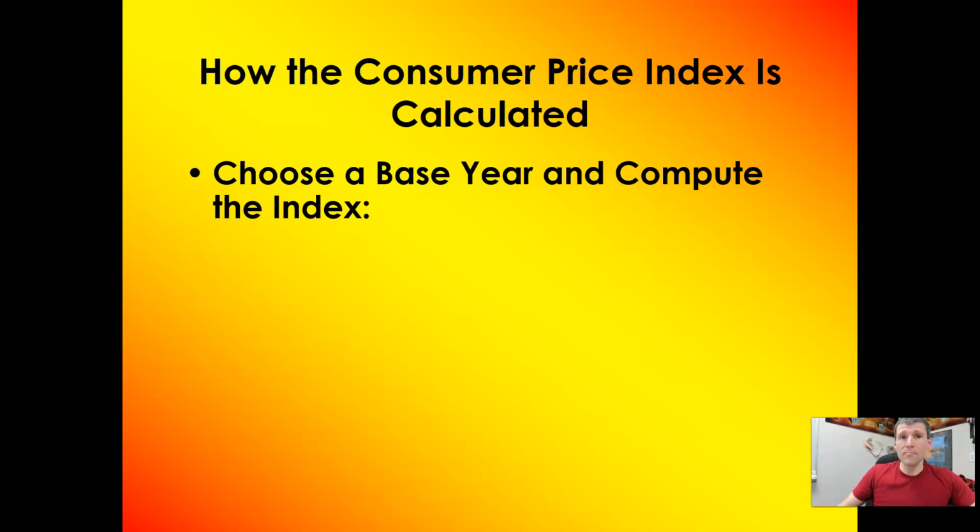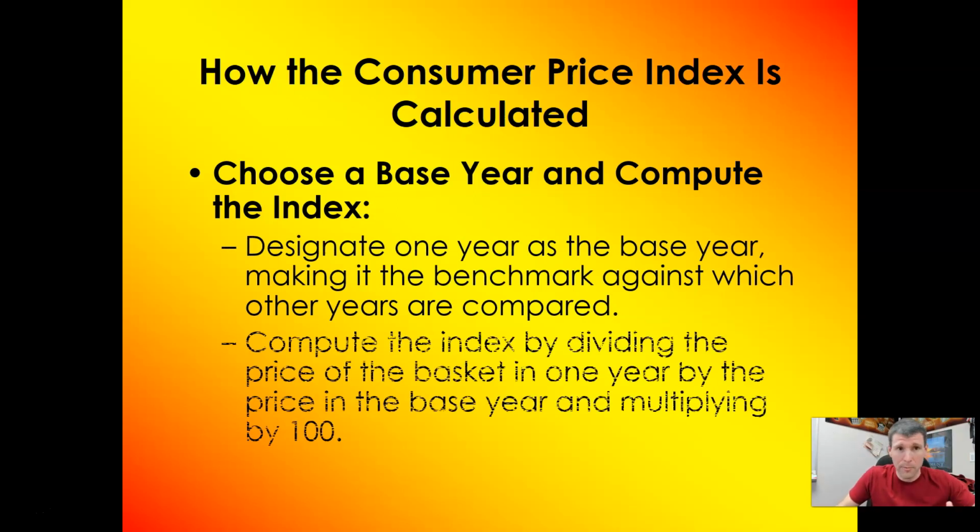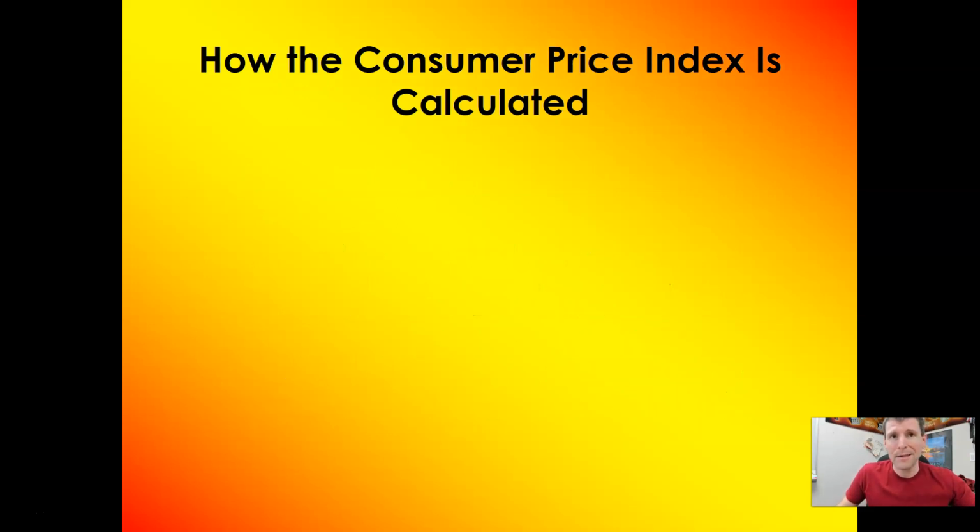Now, the way we calculate this is you designate this one year against which you judge all the comparison years, and compute the index by dividing the price of the basket in one year by the price of the basket in the base year and multiplying by 100.